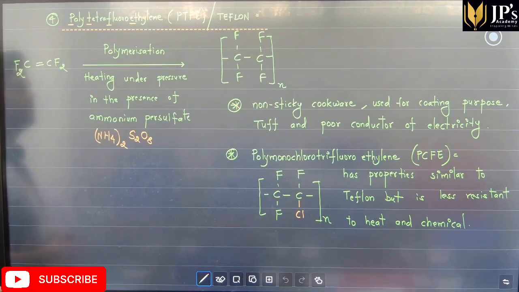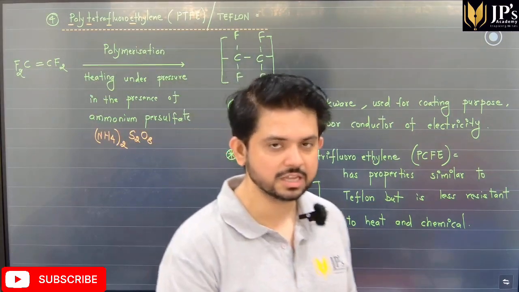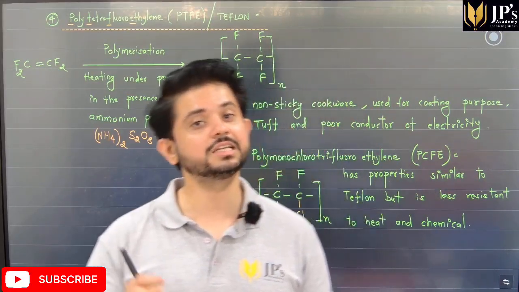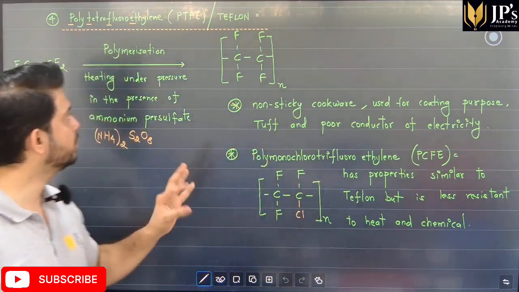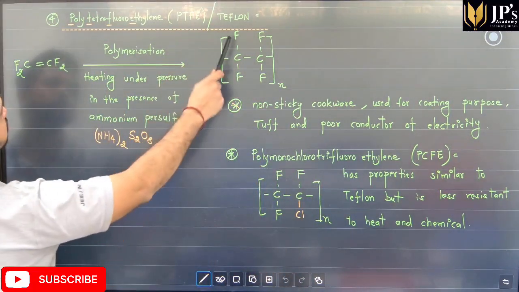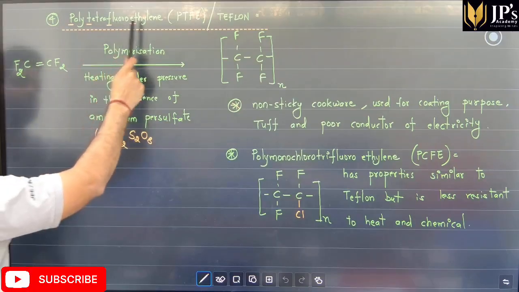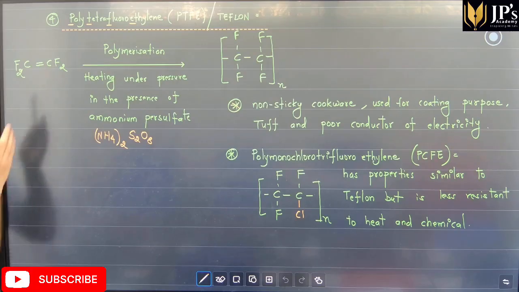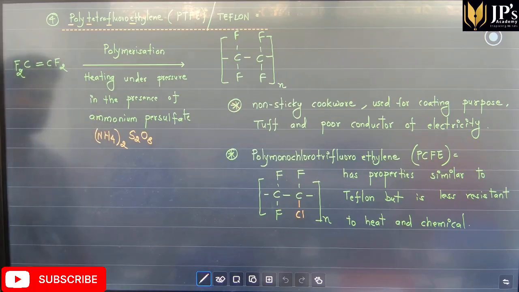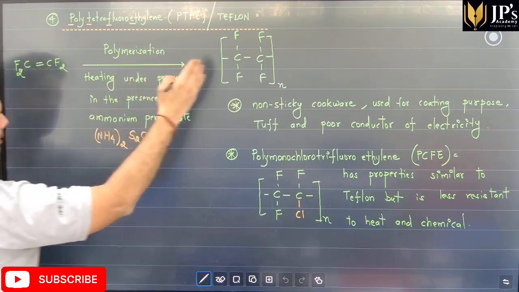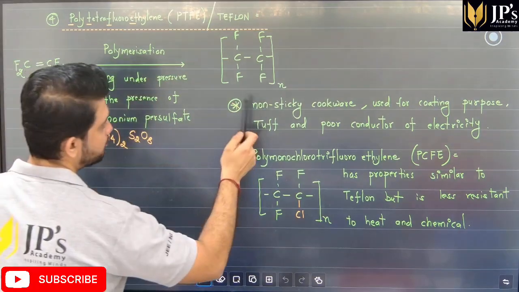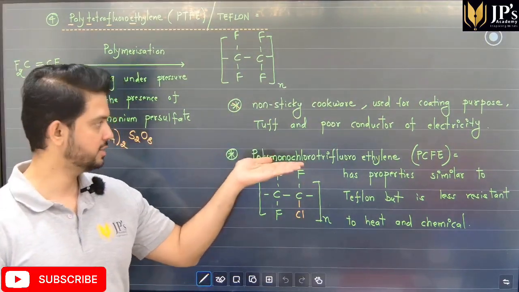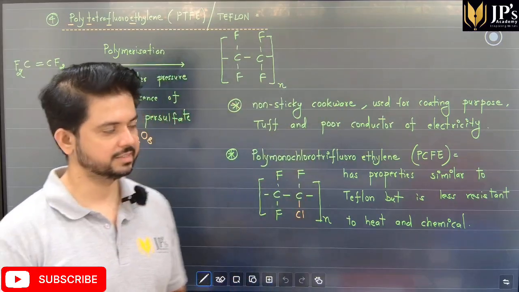The next polymer that we have, and I'm sure students have heard about this, is Teflon. Students must have heard about Teflon coated pans or non-stick cookware. Teflon is also called polytetrafluoroethylene, PTFE. Here you have tetrafluoroethylene, and on polymerization by heating in the presence of ammonium persulfate, you get Teflon. The most important application of Teflon is in non-stick cookware, used for coating purposes. It's very tough and it is a poor conductor of electricity.